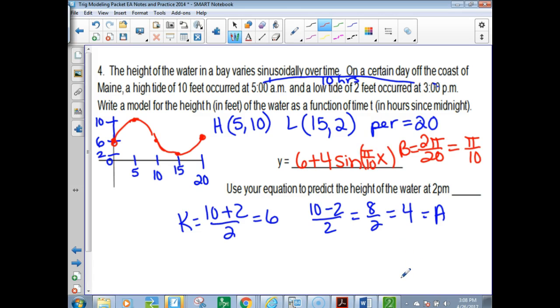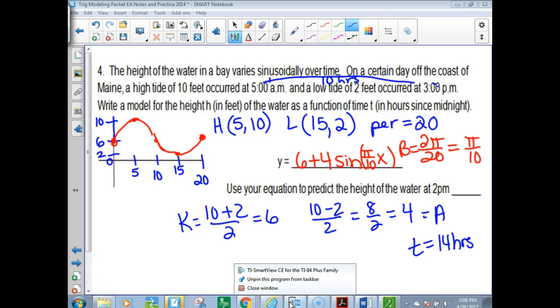It says use your equation to predict the height. Well, that would mean that they want us to plug something in. So if it's 2 p.m., how many hours after midnight is 2 p.m.? Okay, 14. Yes, Madison. Time is 14 hours. We're going to plug in 14 into our equation. Try it. I have a reason that I'm telling you to try it.